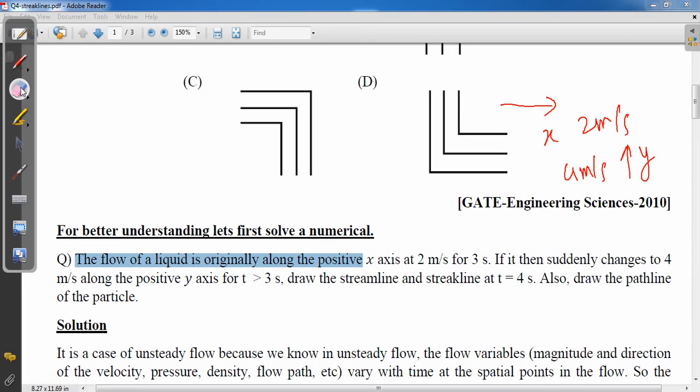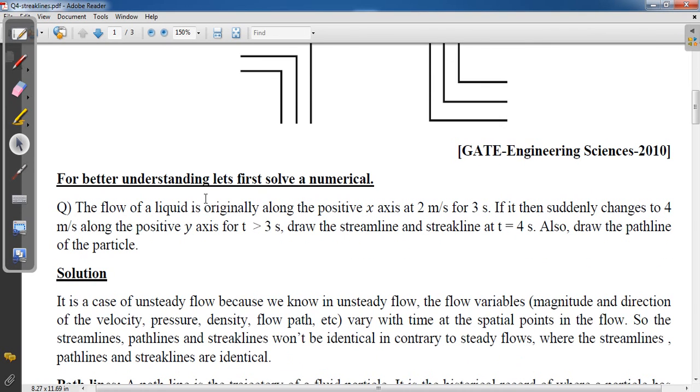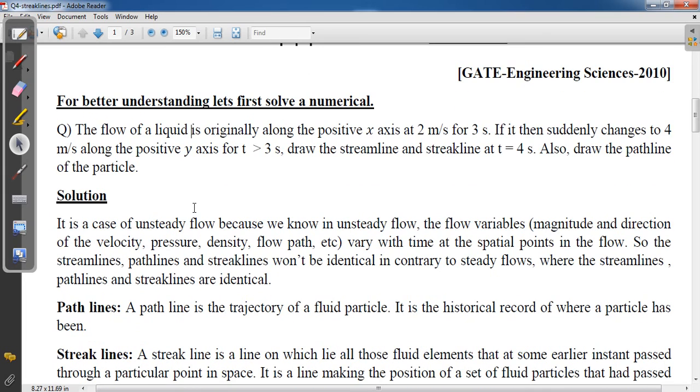Before attempting this type of question, always see whether the problem is telling about steady flow or unsteady flow. Here we see the magnitude and direction of the flow are changing. The velocity vector is changing. So it is a case of unsteady flow. So we get an idea about the question, that it is a condition of unsteady flow.